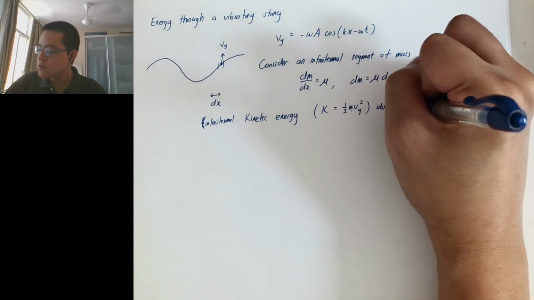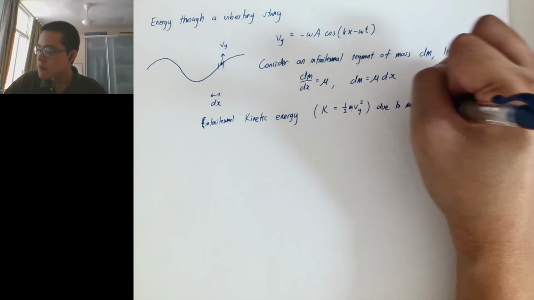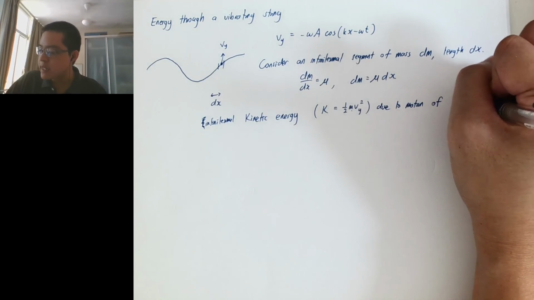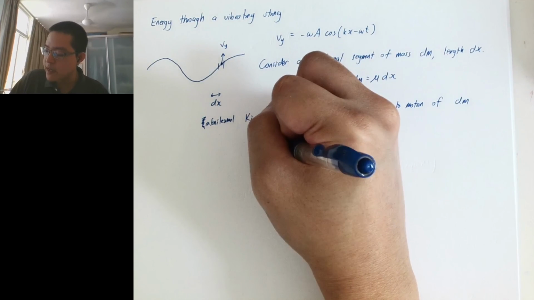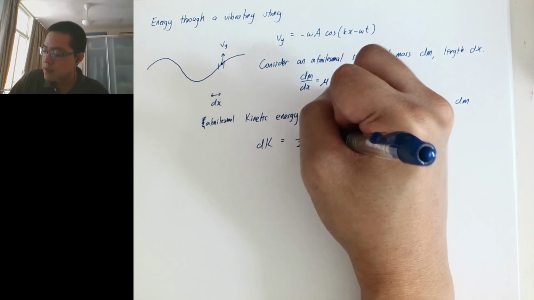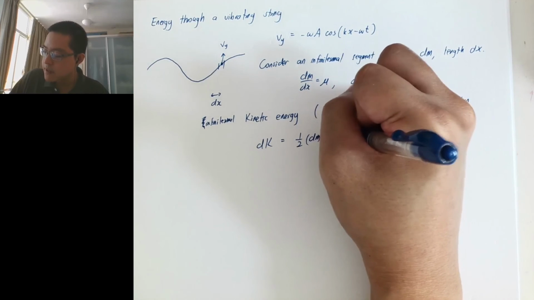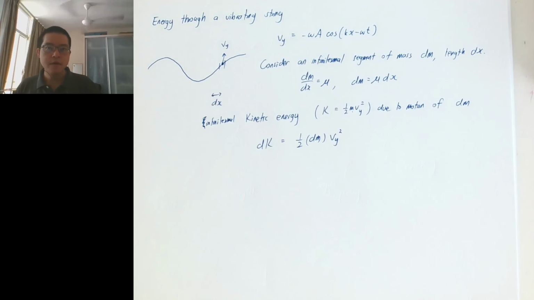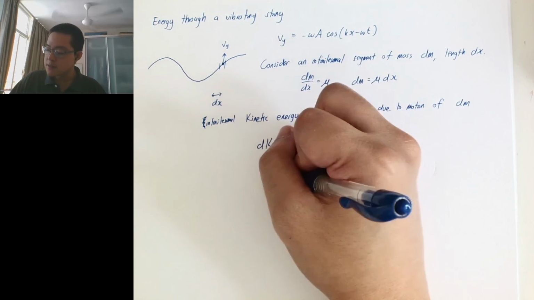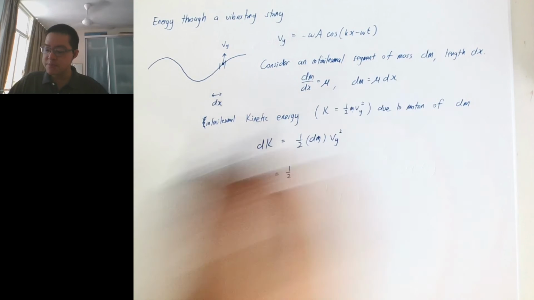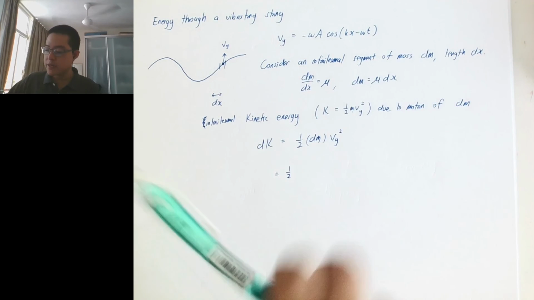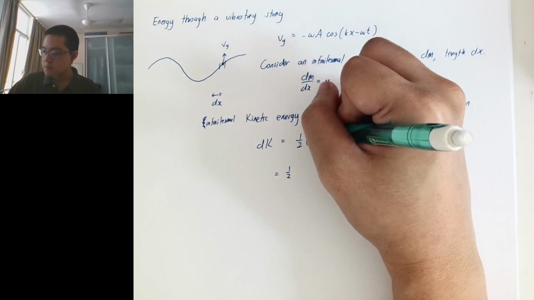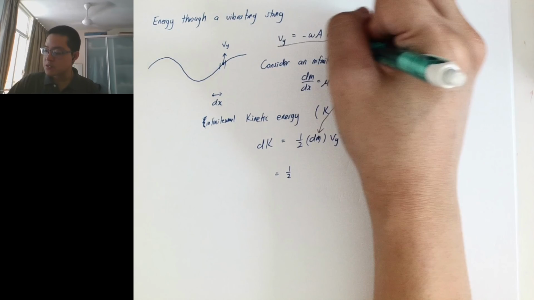Due to motion of an infinitesimal mass dm is given by what? So dK is equal to half dm, and then the velocity of this segment. Right? So we can use this formula to calculate the kinetic energy. So let's see how to calculate. This is half, and then dm is mu dx, so let's just put this straight away here. And then vy squared is this thing here.